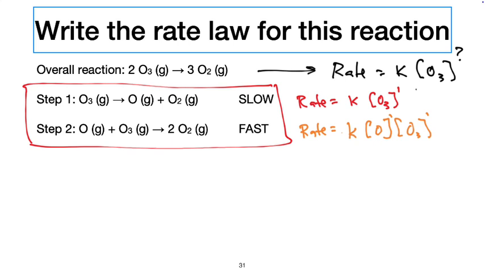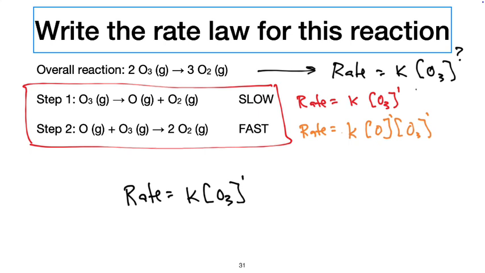So what does that mean? The rate for my overall reaction is going to be K times the concentration of ozone to the first power. That's it. The mechanism gives me that information. Kind of, sort of?